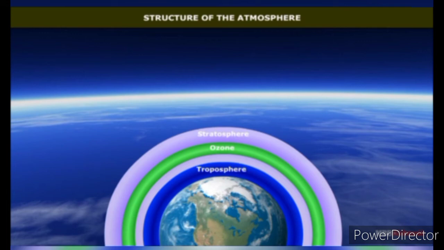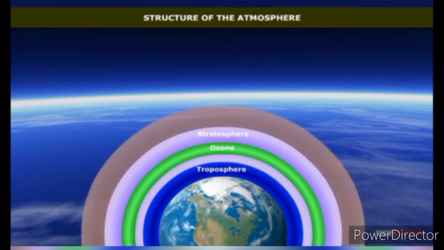Ozone layer in the stratosphere. Within the stratosphere, there exists another layer in which the ozone is concentrated. This gas is densest at the altitudes of 21 to 26 kilometers. The ozone layer absorbs much of the ultraviolet radiation of the sun.